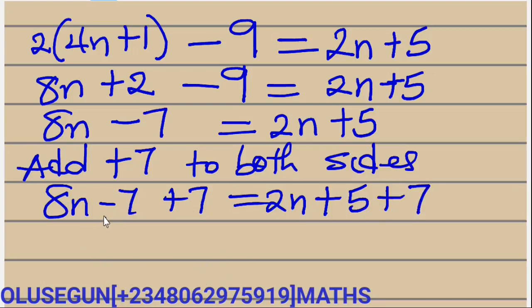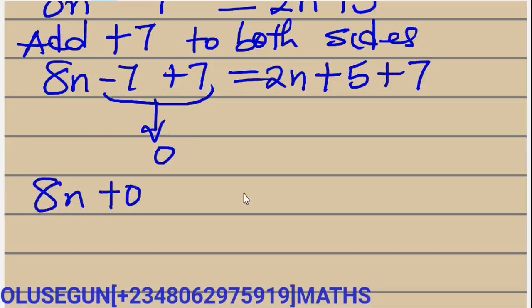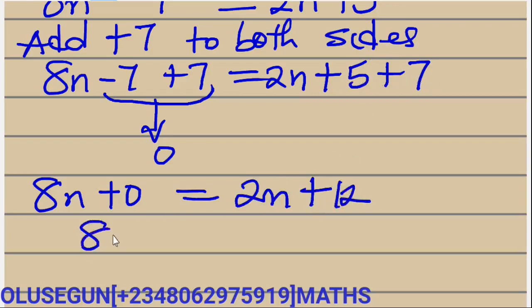I've explained in my previous video that for you to make n the subject, collecting the like terms properly, you apply all these rules. So we have 0. By the time you add this and this together, it will surely give you 0. So it will now be 8n plus 0 is equal to 2n plus, these two will give you 12. So it will now be 8n is equal to 2n plus 12.